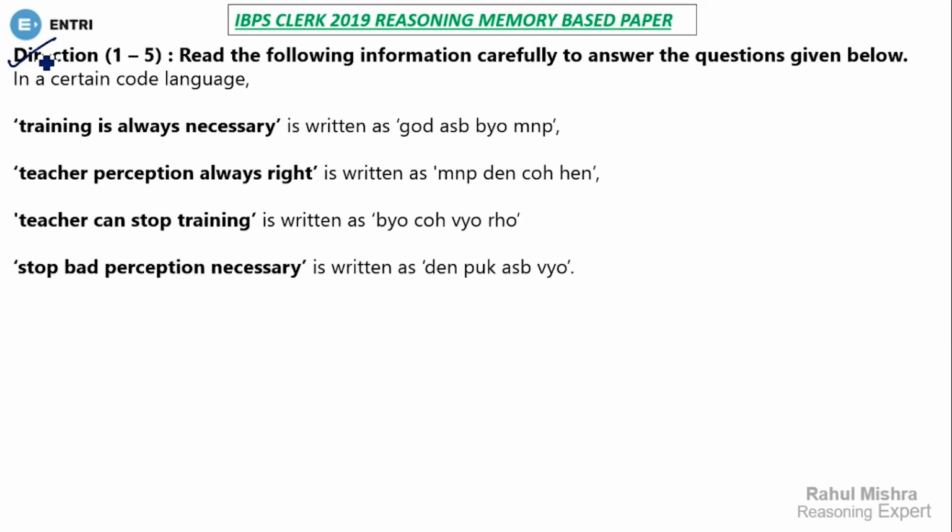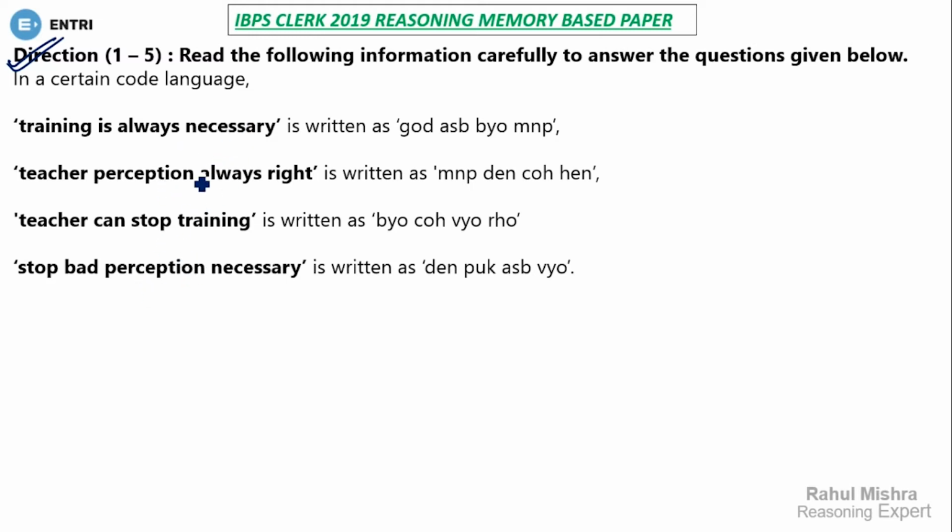Now students, we will solve questions number 1 to 5. Questions 1 to 5 are from the chapter coding and decoding, and the type is substitution coding. The same type of question has already appeared in the IBPS Clerk 2019 reasoning memory based paper, and we are talking about the pre-examination. So what you have to do in these types of questions: this is the first statement, this is second, this is third, and this is fourth.